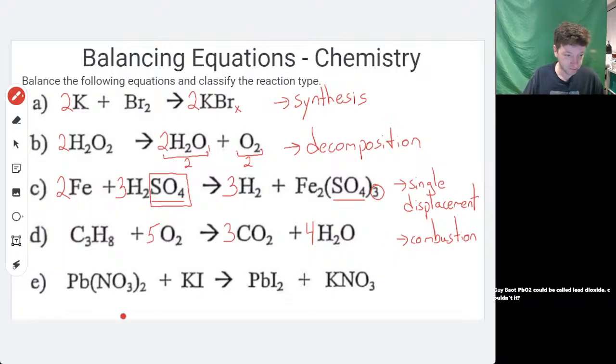Okay, moving on. Here we have lead nitrate, lead 2 nitrate, and potassium iodide, and we're getting lead 2 iodide and potassium nitrate. What's happening here is we are getting sort of a double switcheroo. The nitrate and the iodine are switching over. So this is going to be our double displacement reaction, also called a double replacement reaction. It doesn't matter which one you call it.